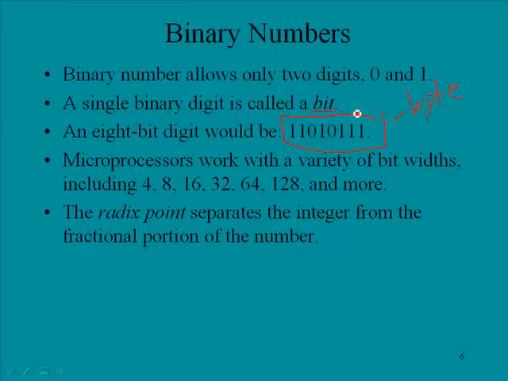The radix point separates the integer from the fractional portion of the number. So in this case, this would be 2 to the 1 point right here, and then if we added more bits, that would represent a decimal, for example 128.2 or something. We're going to be dealing with whole values, so we won't be dealing with it, but if we say the radix, we're talking about this point right here.